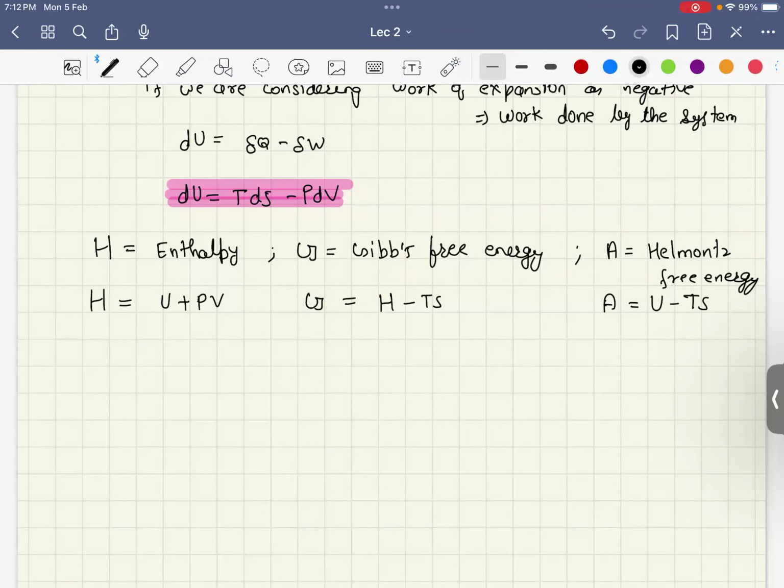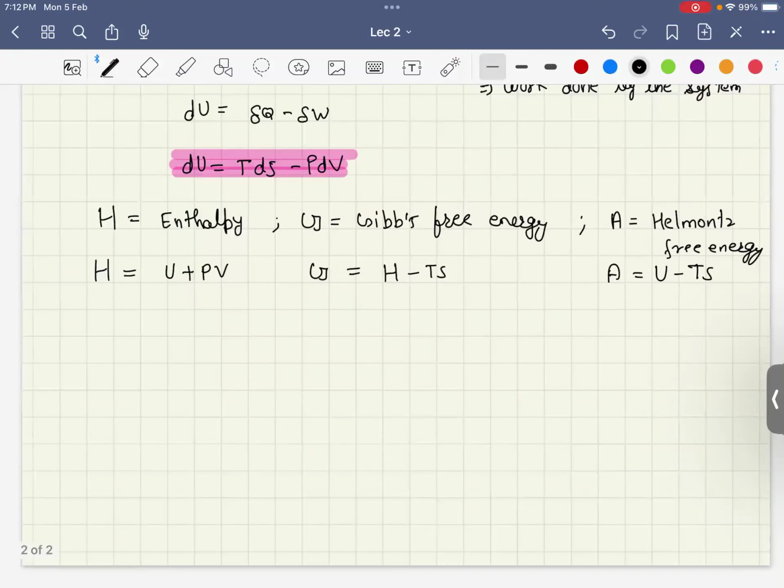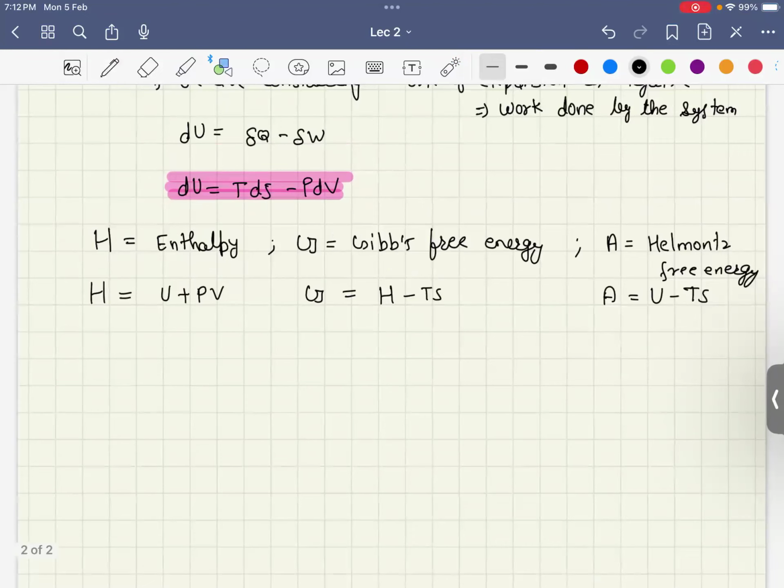Now similar to what we have for dU, our initial aim is to find what dH is. Okay, we know that dU is equal to TdS minus PdV. So let us assume that we only know this definition of enthalpy, Gibbs free energy, and Helmholtz free energy, and we want to find a differential form of it. Okay, so now how do we do it?